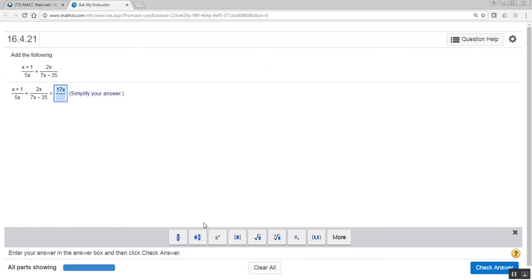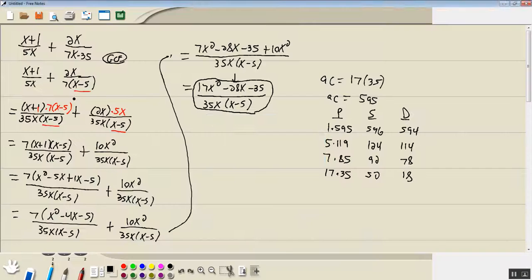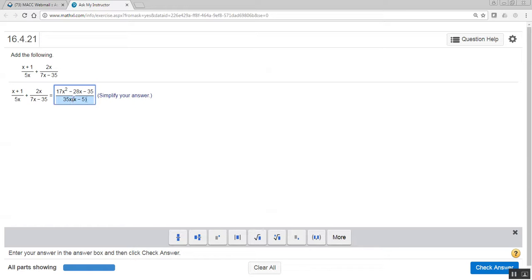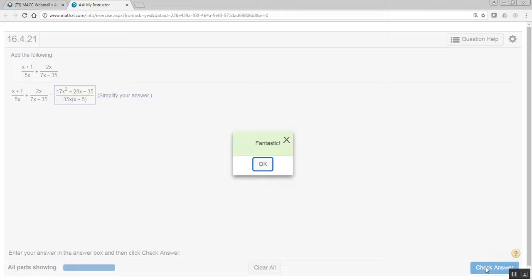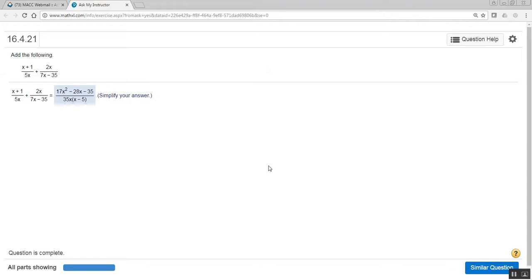So 17x squared minus 28x minus 35 over 35x times x minus 5. And that's that problem.